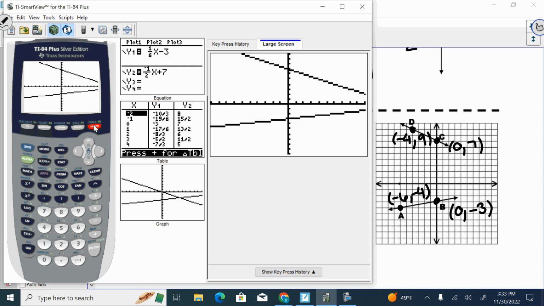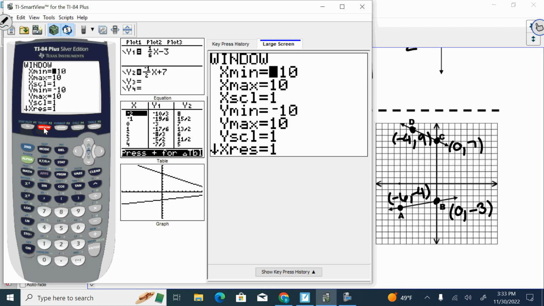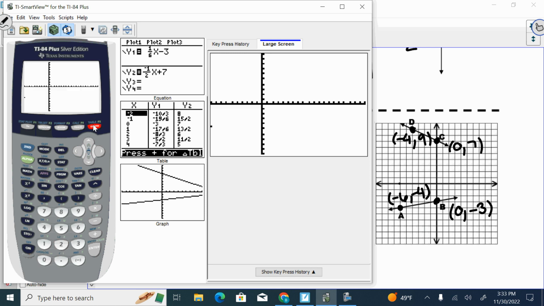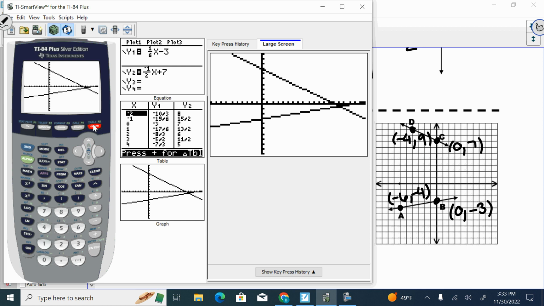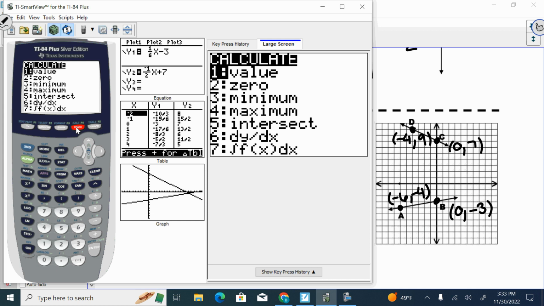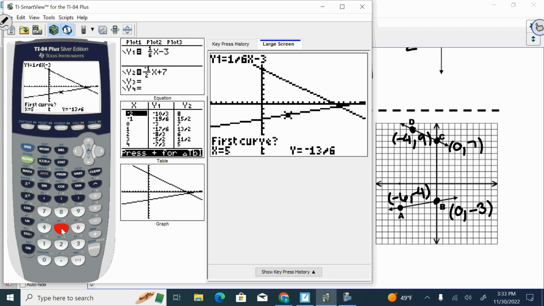If you can't see it on here, you can always go to your window or hit zoom, either one. If you want your window, you want to see further on your x-axis, so I'm going to change my x max, make it a little bigger. And now I should be able to see where they end up crossing. Okay, so now that I can see where they cross, we press second, trace, and we want to see where they intersect. So we press number 5, and then you press enter 3 times.